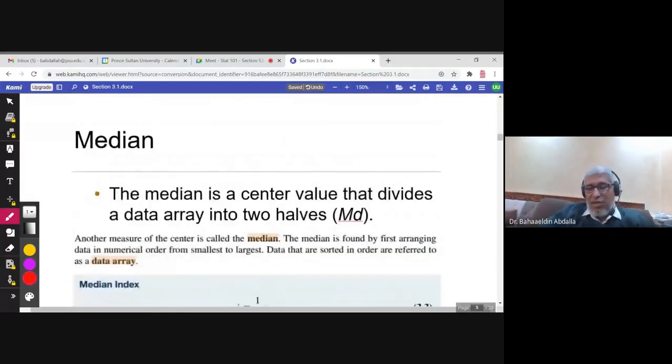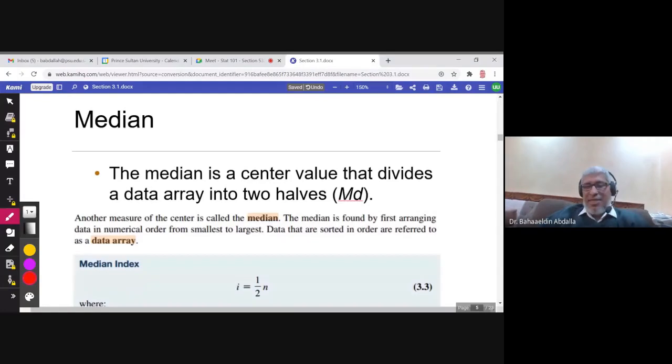The second measure is the median. The median is a center value, divides a data array into 2 halves. What is the meaning of data array? Data array means data that are sorted in order.